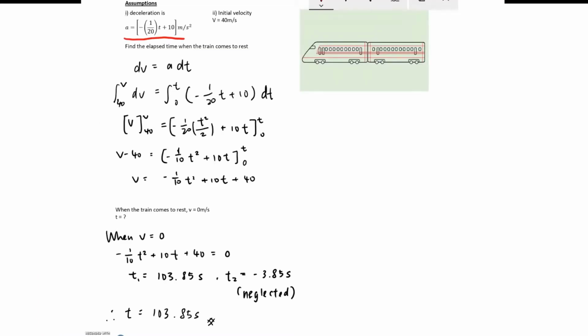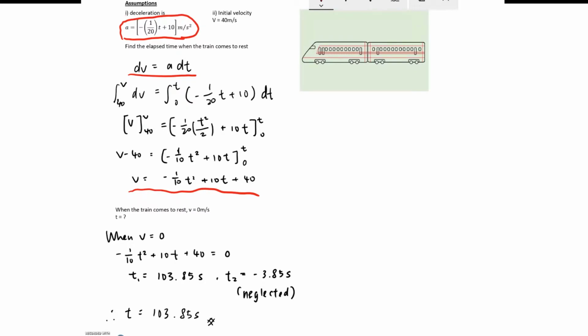For this question, we assume that the initial velocity before the train decelerates is 40 meters per second, and it is given that the formula for the acceleration is negative 1/20 t plus 10 meters per second squared. To find the elapsed time when the train comes to rest, we can use the formula dv equals a dt. Then integrating both sides, for v we integrate from 40 to v, and for t we integrate from 0 to t. Solving this, we get v equal to negative 1/10 t squared plus 10t plus 40.